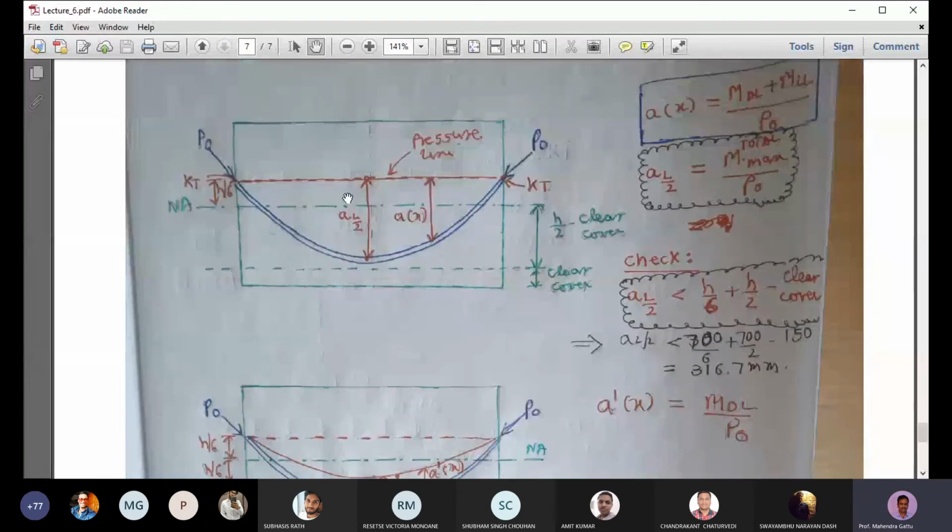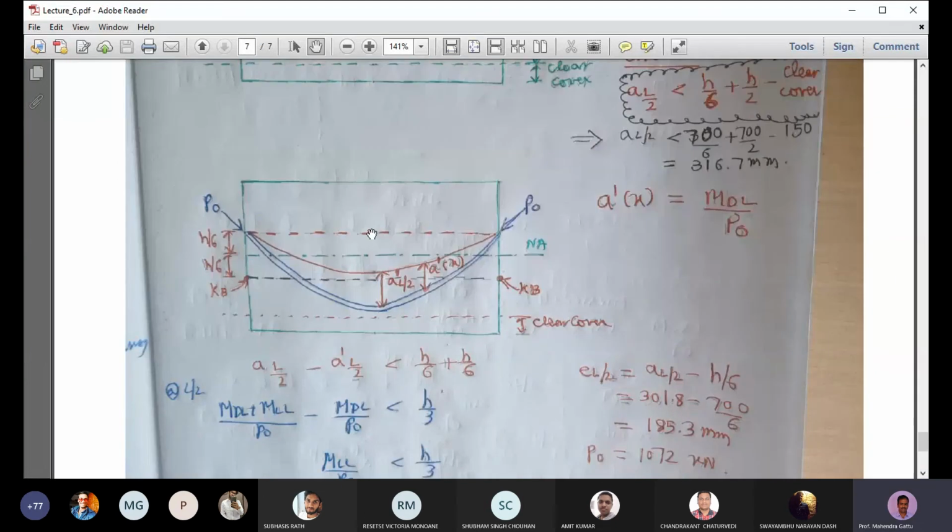So under dead load plus live load, this is the pressure line. And under dead load only, this is the pressure line. The red line is the pressure line. And we have to make sure that this pressure line lies above the bottom kern line. So that condition we have to express mathematically. So how will you express that mathematically?